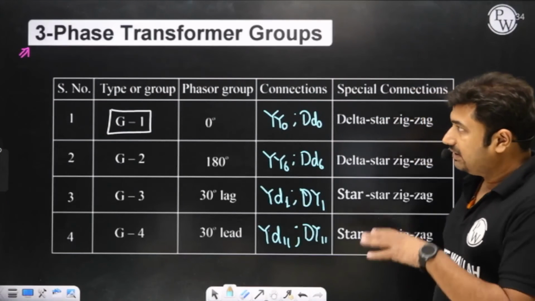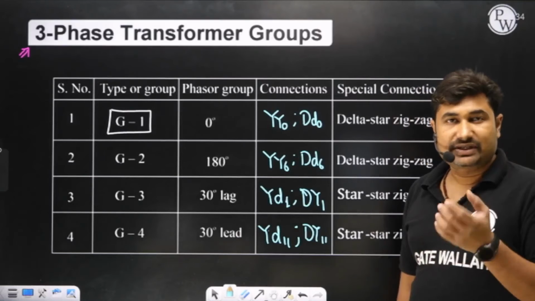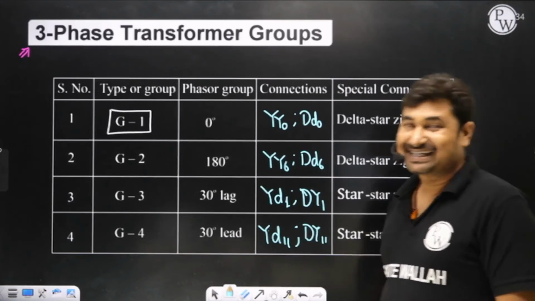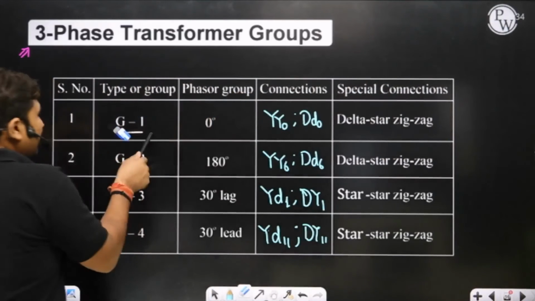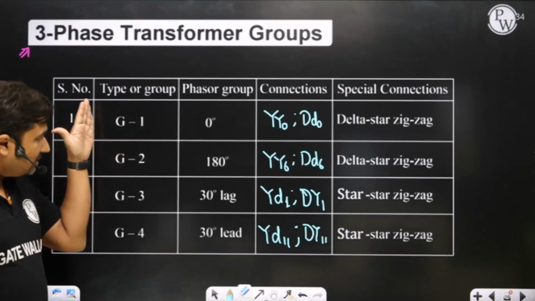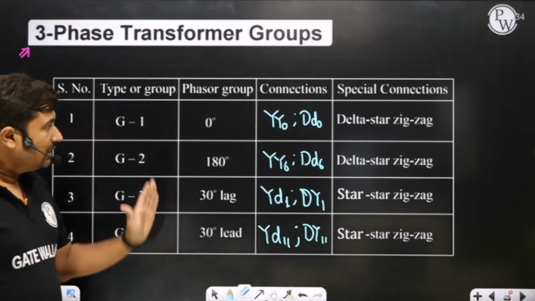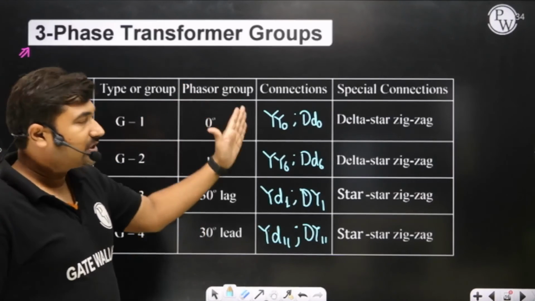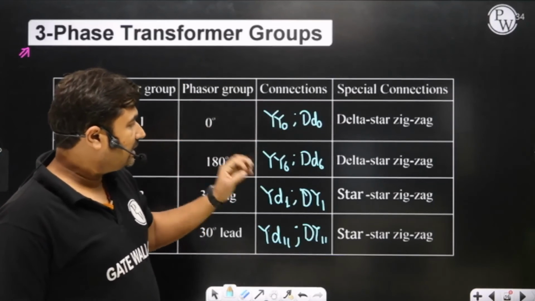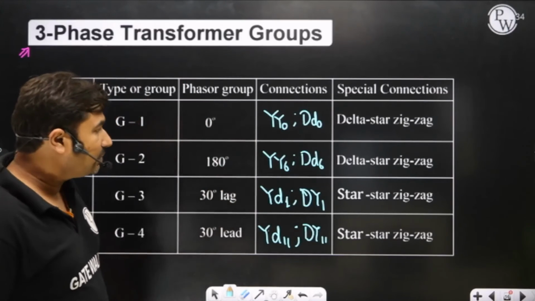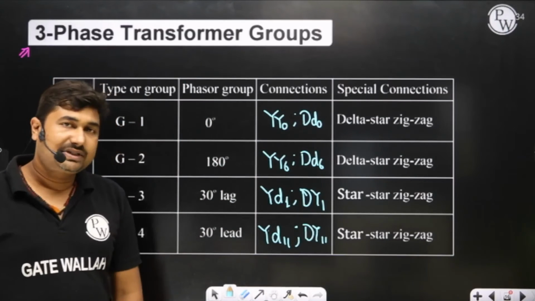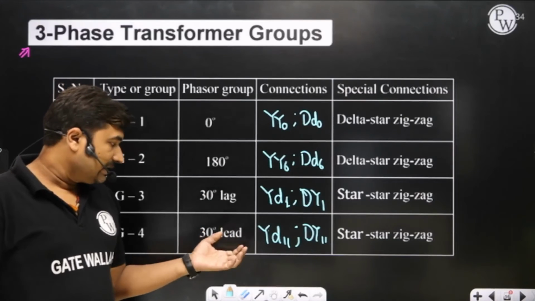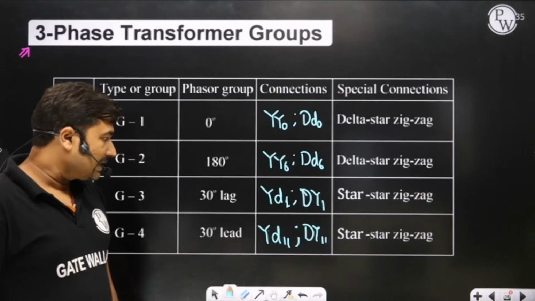Now please observe. First of all, we try to understand what the phasor groups are. Later on, we discuss why we need to understand the phasor groups. Okay. Yes, sir. Now please see. The types of groups are group 1, group 2, group 3, group 4: 0 degree, 180 degree, 30 degree lag, 30 degree lead. The possible normal connections are star star 0 and delta delta 0 in the 0 degree group, star star 6 and delta delta 6 in the 180 degree phasor group, star delta 1 and delta star 1 in the 30 degree lag phasor group, and star delta 11 and delta star 11 in the 30 degree lead phasor group.